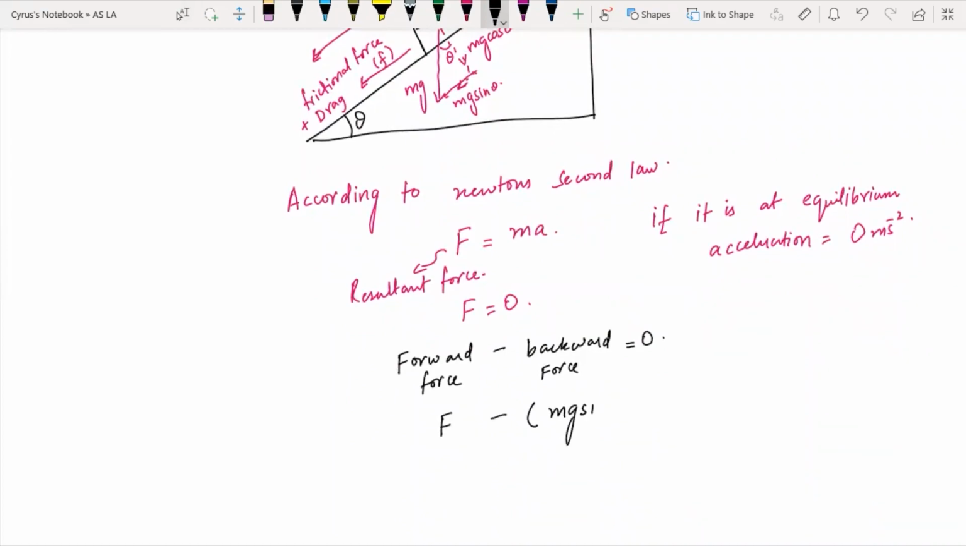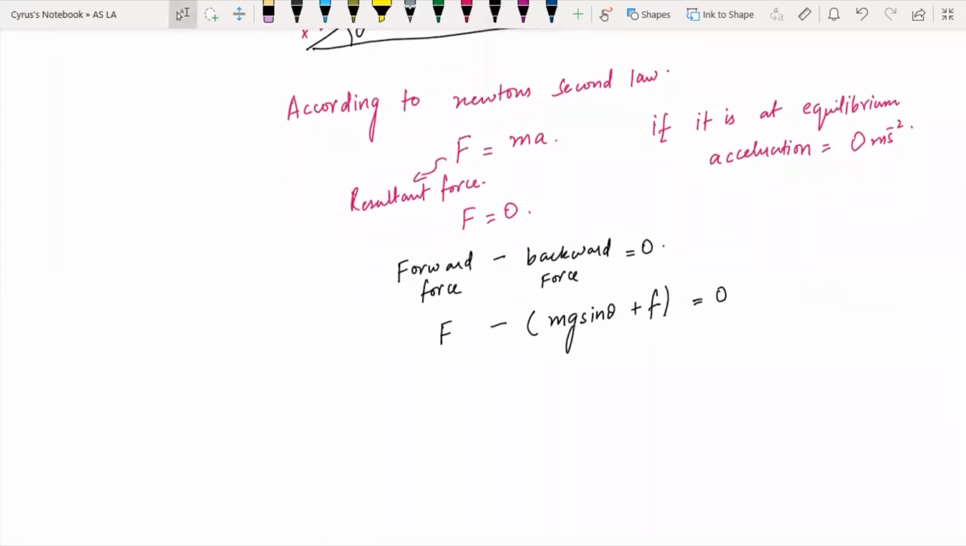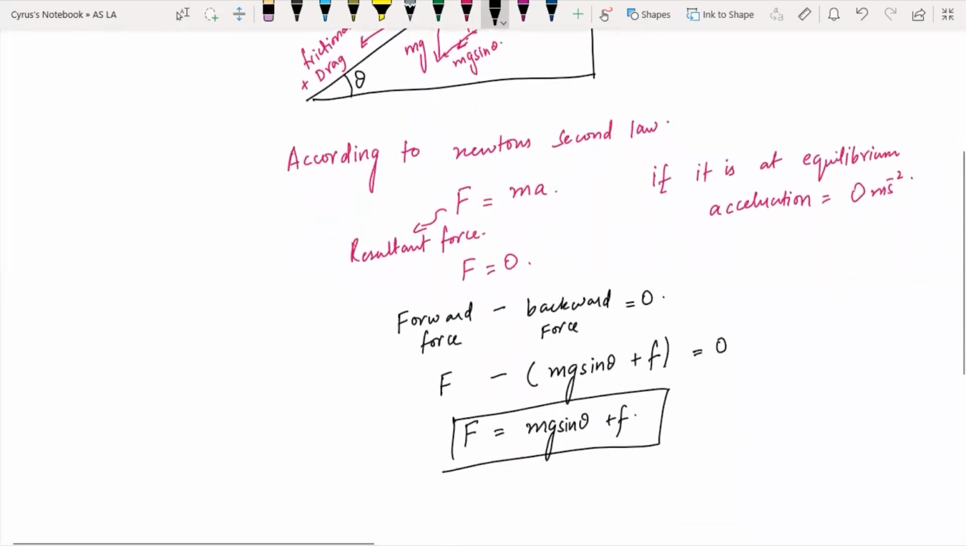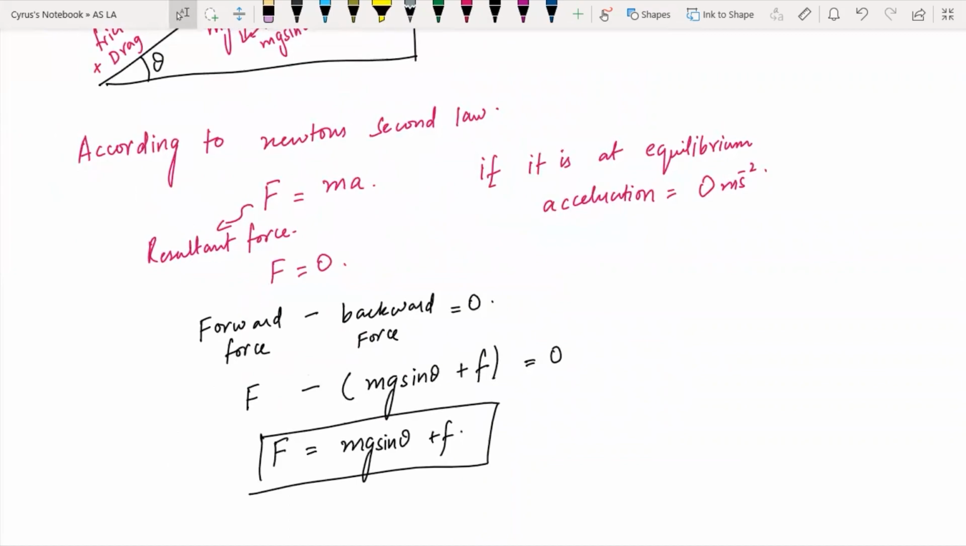The forward force is F. The backward force is mg sin theta plus the frictional force F, that is equal to 0. Frictional and drag, I have put everything together, right? And this becomes forward force F is equal to mg sin theta plus F. So you get an expression like this. And here the object is in equilibrium, which means that it is moving at a constant speed.